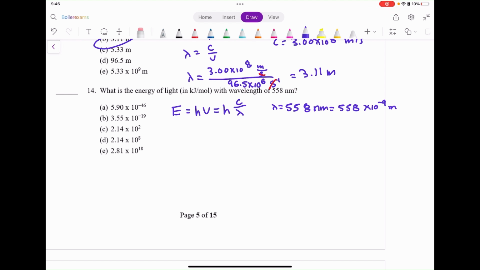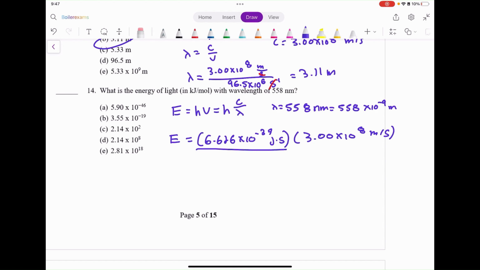And I've written them enough times, so I'm not going to write a key anymore, but E is going to be equal to Planck's constant, which is 6.626 times 10 to the negative 34 joules times seconds. Speed of light is 3.00 times 10 to the 8th meters per second. Divide that by the wavelength.